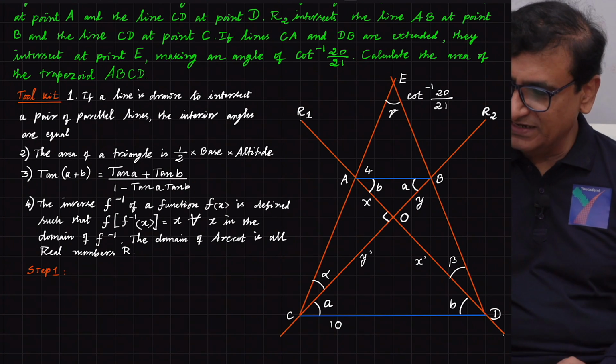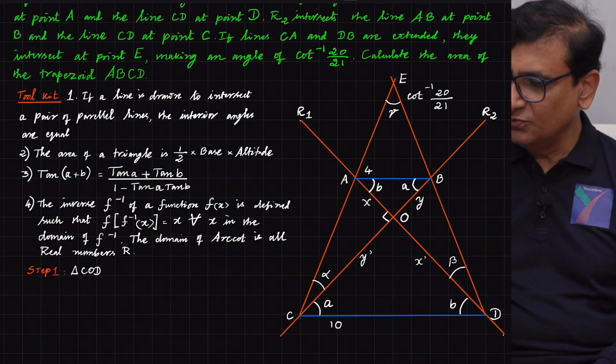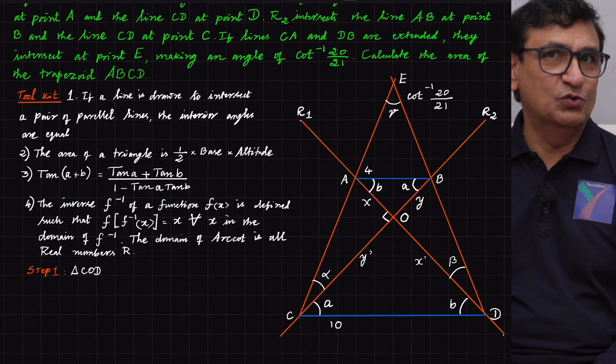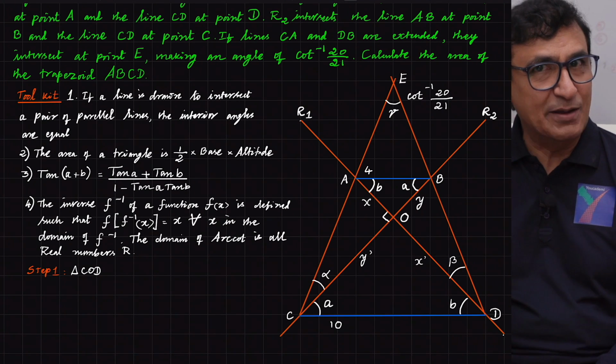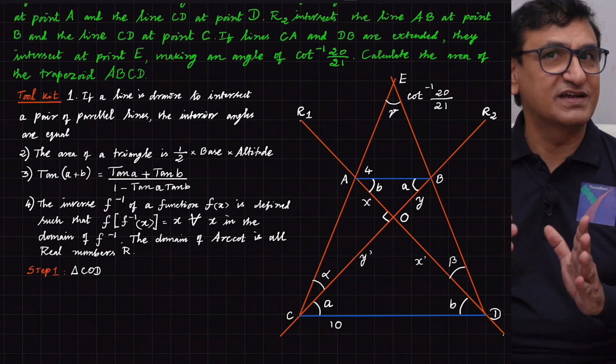Let's look at the triangle COD. Now, COD is a right angle triangle because the angle at O is 90 degrees, or rather pi by 2. So, the angles A plus B should be pi by 2, right? Because that's the property of a right angle triangle.